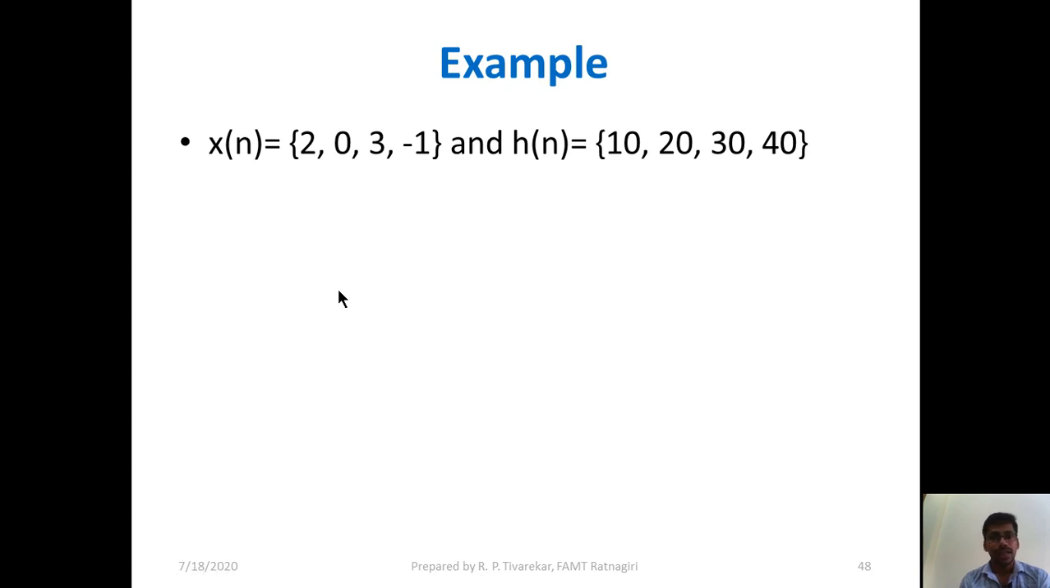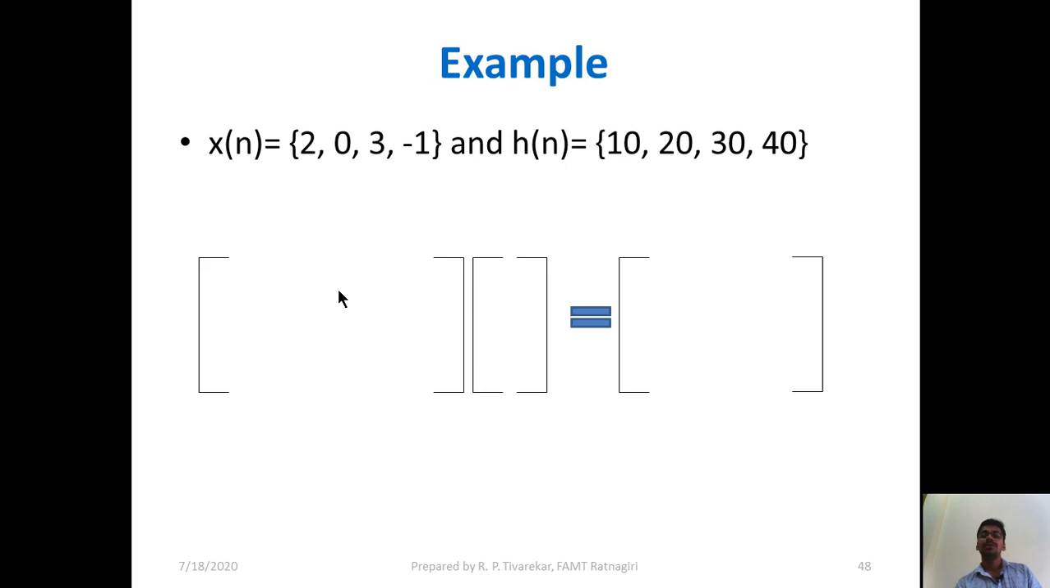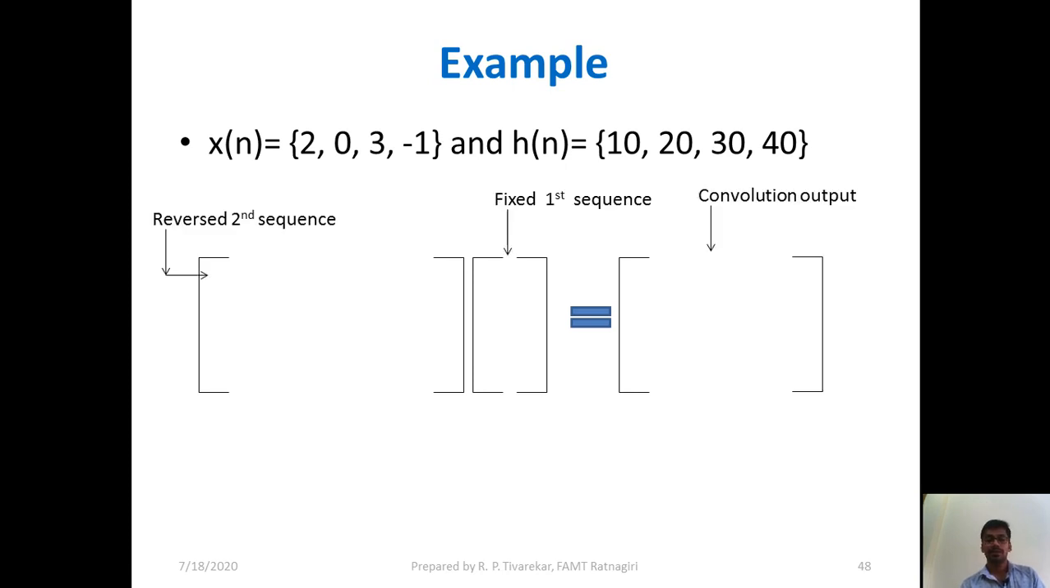Let's see an example of circular convolution of these two sequences. Both have length equal to 4. So we want to perform circular convolution using matrix multiplication, where the maximum matrix dimension can be 4 by 4. So I will have two matrices. First will be the reversed second sequence, second will be the fixed first sequence, and in the third block we will have the convolution output.